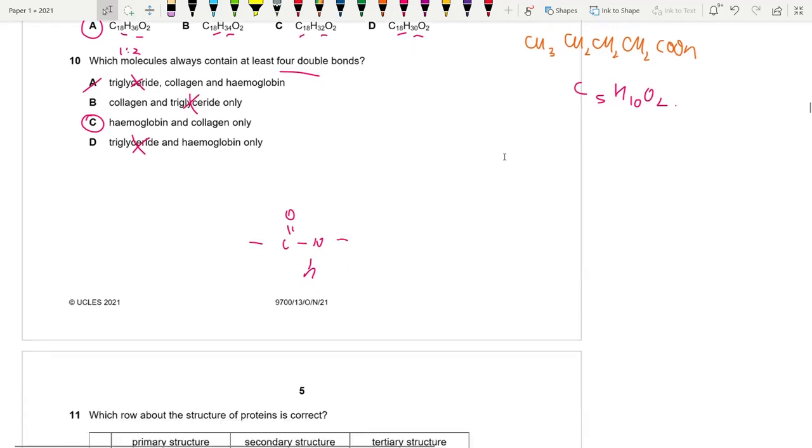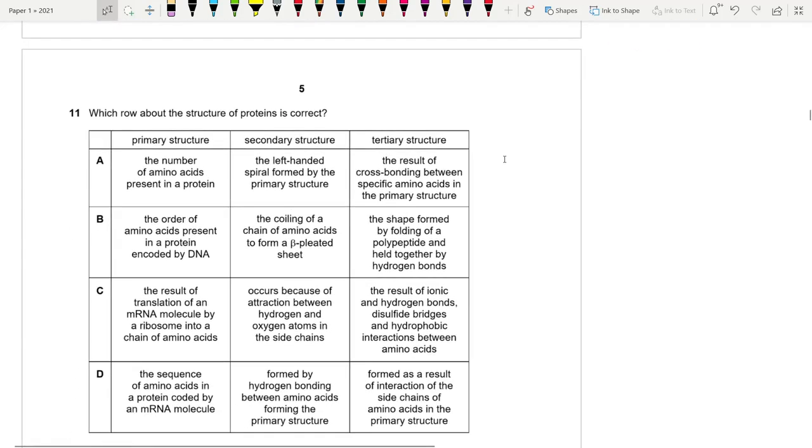Easy. Moving on. Which statement about the structure of proteins is correct? The number of the primary structure is not the number of amino acids. This is a misconception, okay? The order of amino acids present, true. The coiling of the chain of amino acids to form beta pleated sheet, okay? The shape formed by folding of a polypeptide and held together by hydrogen bonds only. It's held together by other bonds as well. So B is not the best one.